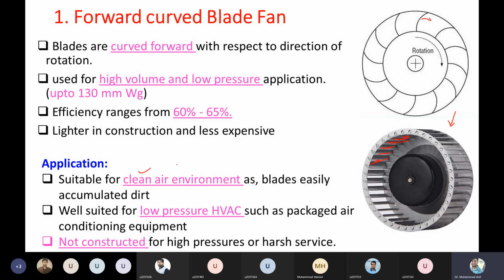So that's why it is recommended that before using this category of centrifugal fan, a filter system should be integrated with that blower. Right? They are well suited for low pressure HVAC systems, like the package air conditioning equipment. Normally the package air conditioning equipment that we have already discussed is installed for, let's say, a large building. So in those types of HVAC systems, the forward curve blade fans are recommended. These are not constructed for high pressure or for harsh service.